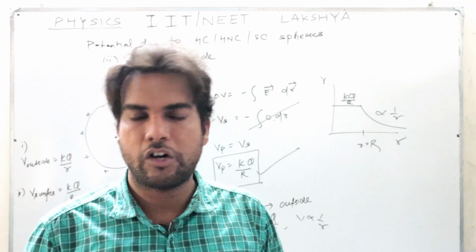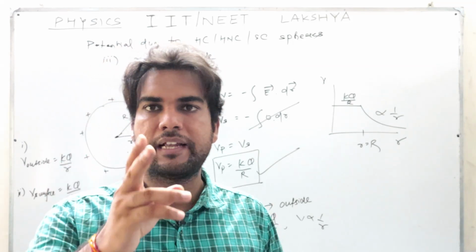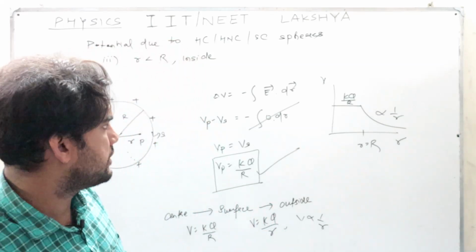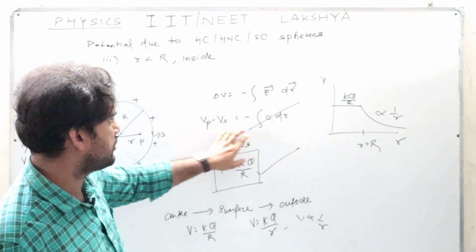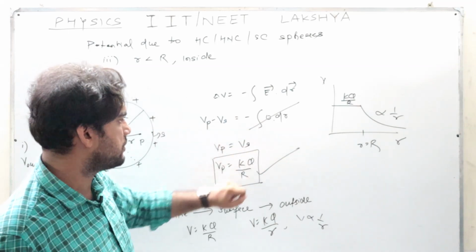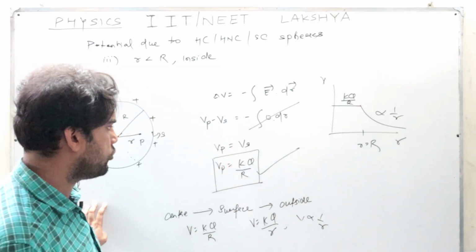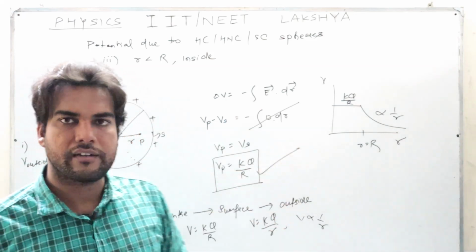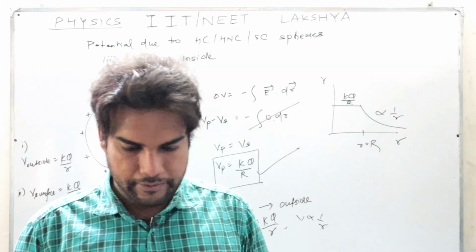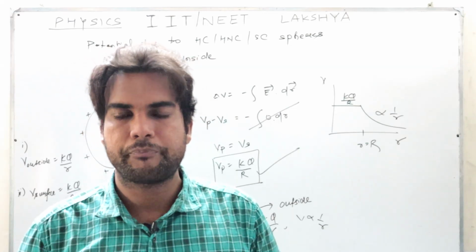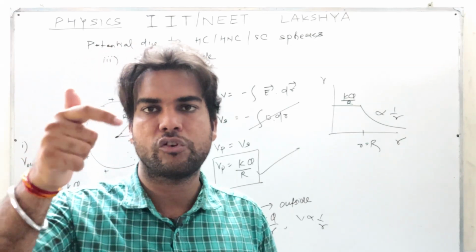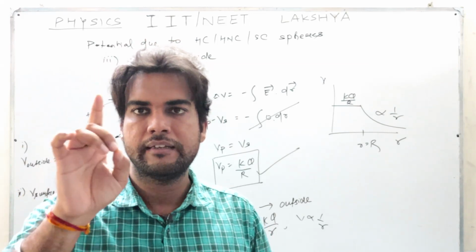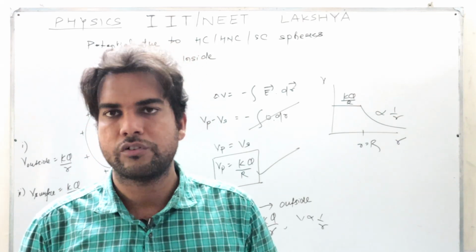As far as your on the surface point is concerned, it is kq by capital R, and inside potential is constant, because this electric field became 0, so Vp minus Vs is 0, so Vp should become same as Vs, and we know Vs is kq by capital R, so Vp also became kq by capital R. So that is your result for the inside point. So inside at every point of hollow conducting, hollow non-conducting and solid conducting sphere, potential is constant, and which is kq by capital R. I hope this concept is clear to you.